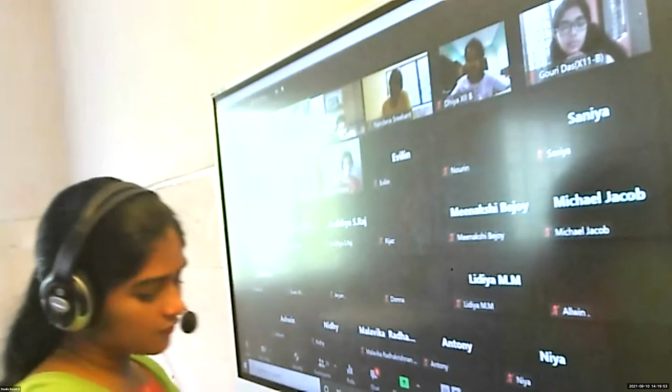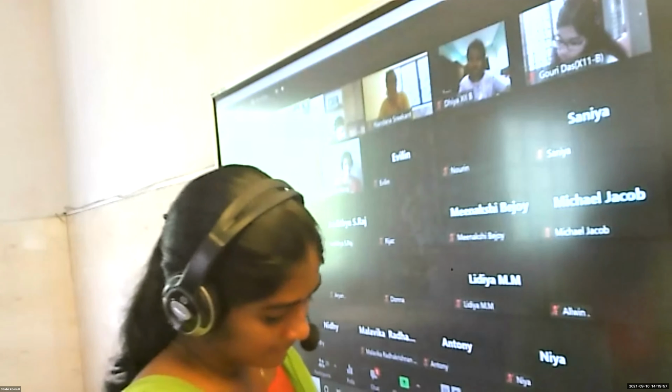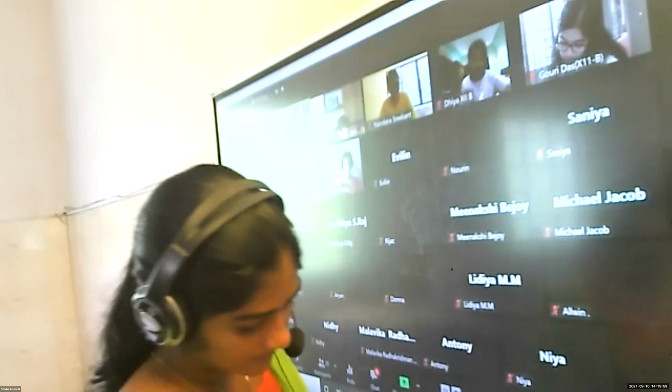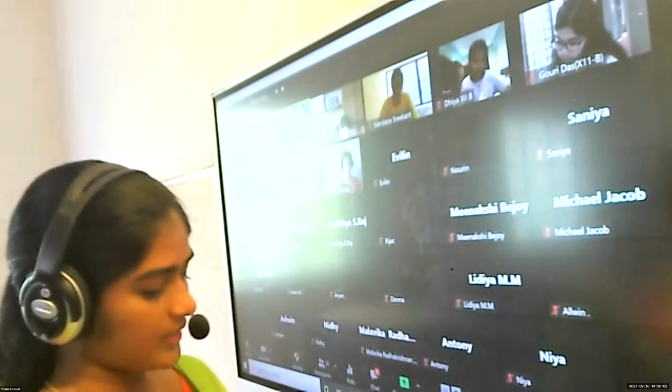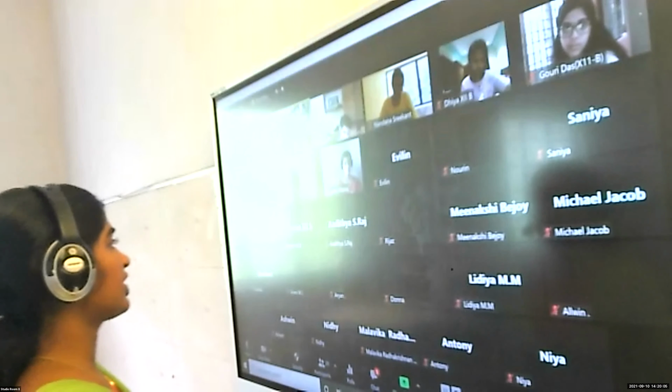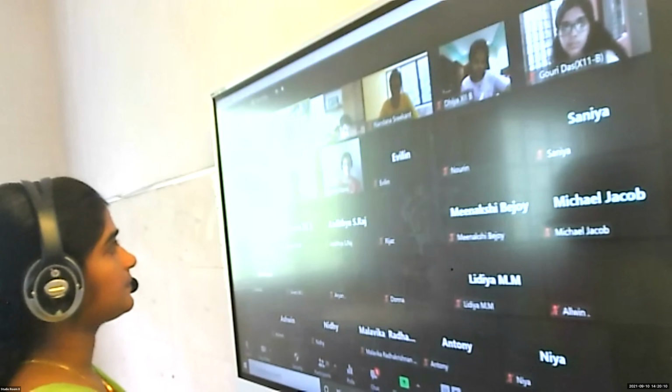Then in the case of phosphorus, it's deleted. Phosphorus, phosphine, then phosphorus halides, oxoacids of phosphorus. These all portions are deleted. So after the completion of nitric acid, we will move to group 16 elements. Okay.